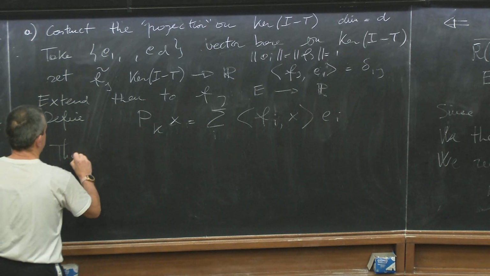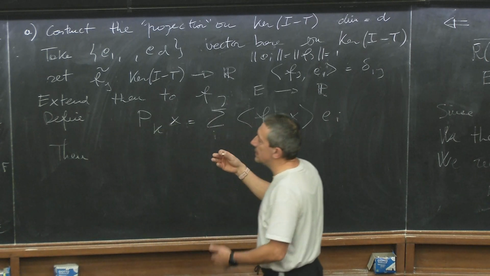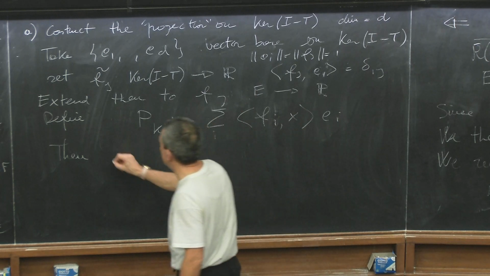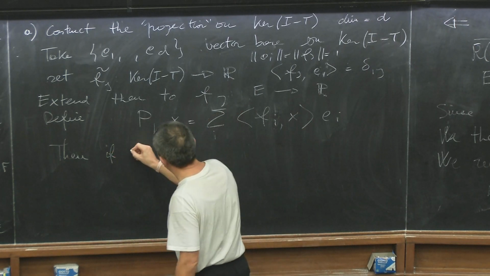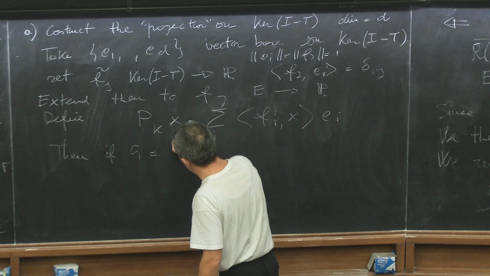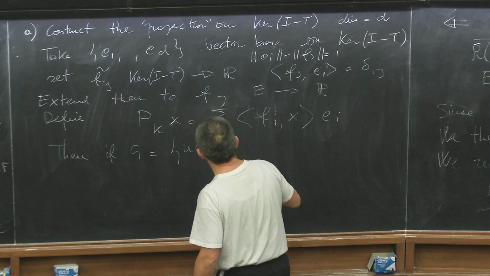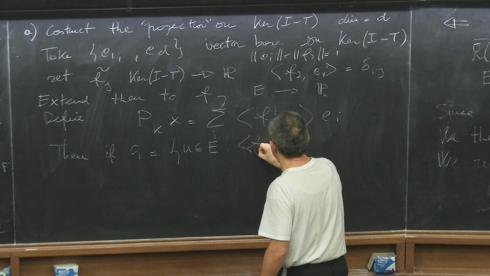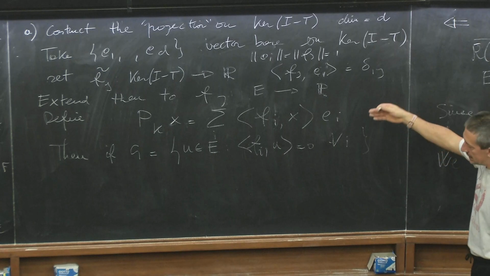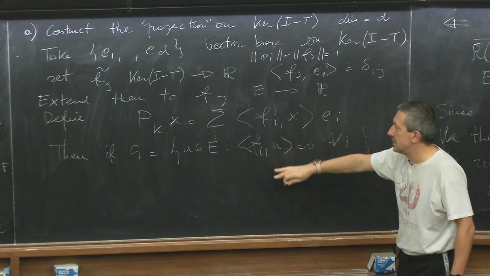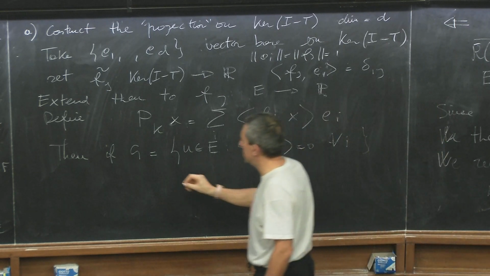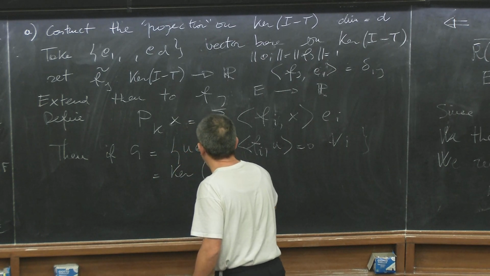Then, what is the topological supplement? Let's say G is equal to all the u in E such that f_i(u) is equal to 0 for all i, which is the intersection of the kernels. So these are the points such that their projection is 0. So it's equal to the kernel of P_K.